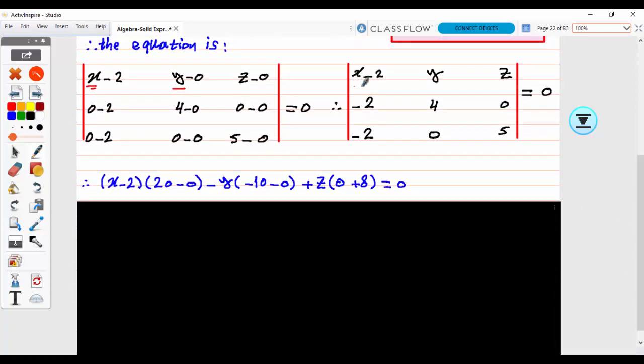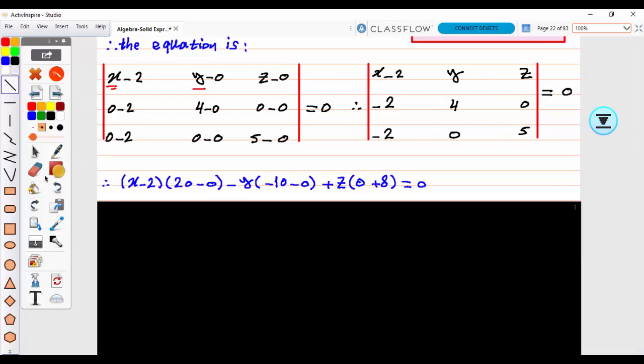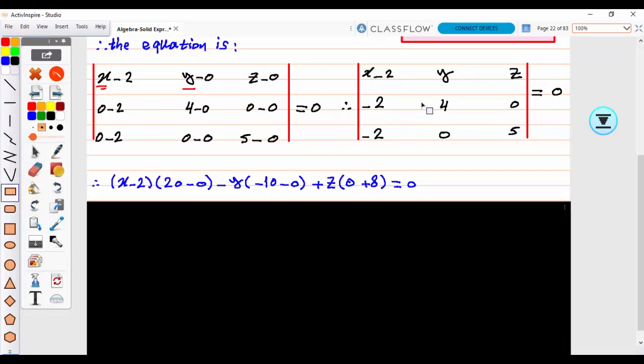We write x minus 2 multiplied by the minor determinant here. What is the minor determinant? It is 4, 0, 0, 5. So we write x minus 2 multiplied by the value of this minor determinant: 4 multiplied by 5 equals 20, minus 0 multiplied by 0 equals 0.